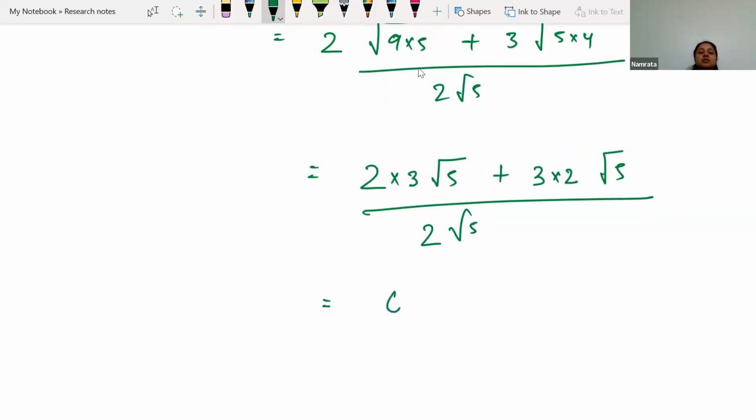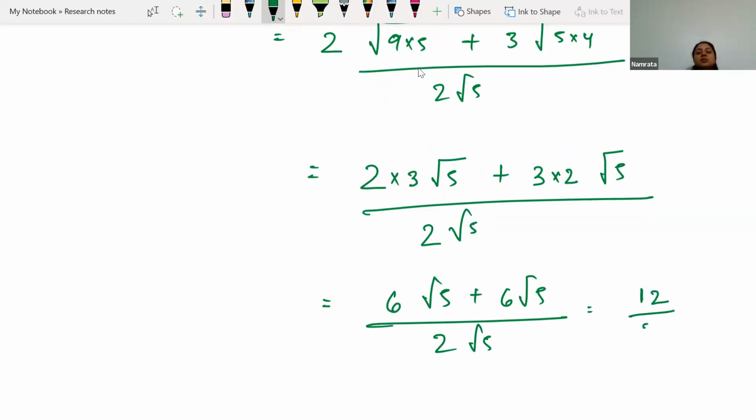So we are having 3 into 2 times 6 root 5 plus 3 into 2 times 6 root 5 divided by 2 root 5. If we take root 5 common, in the numerator we will be having 6 plus 6, 12. In the denominator we will be having 2. So the result is 6. Is it rational or irrational? Rational. It's a rational number.